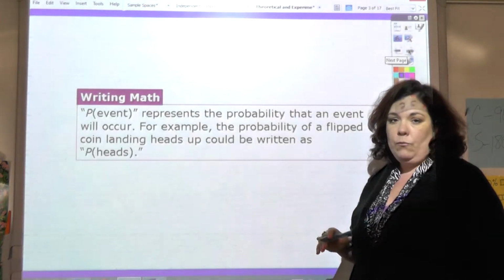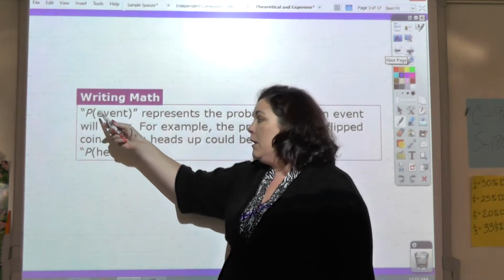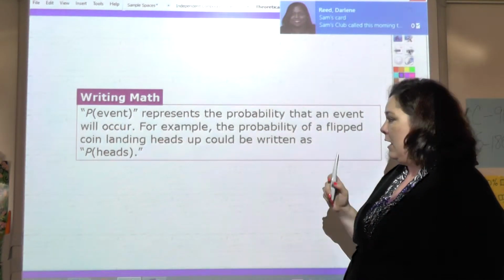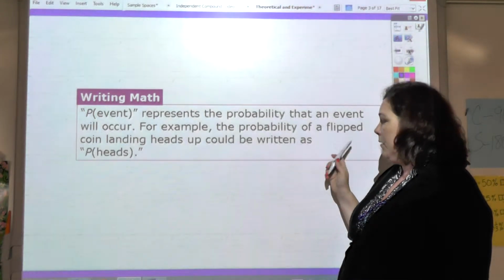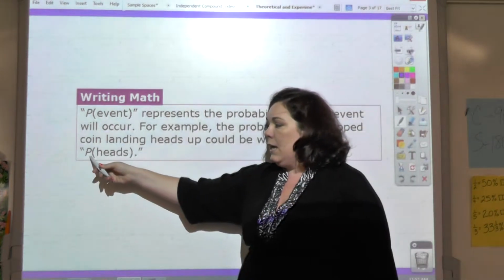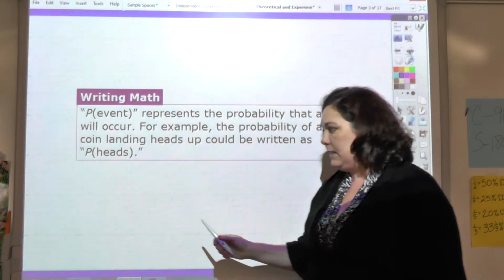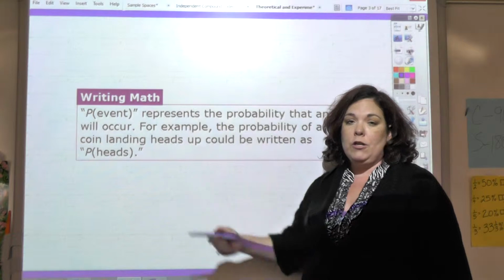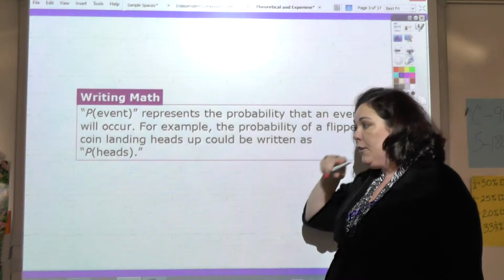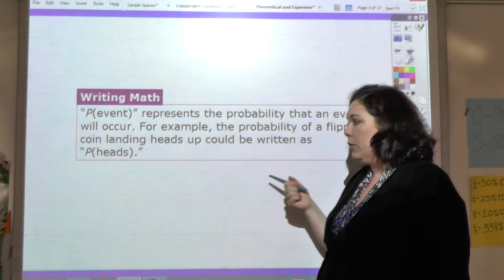Whenever you're writing about probability, you'll see it written P, standing for probability. P of the event represents the probability that an event will occur. For example, the probability of a flipped coin landing heads could be written as P of heads, in parentheses. And then you would write the number, usually in fraction form, but it could also be written in decimal or percent form. It will tell you which form to write it in. But if it doesn't tell you, just write it as a fraction.